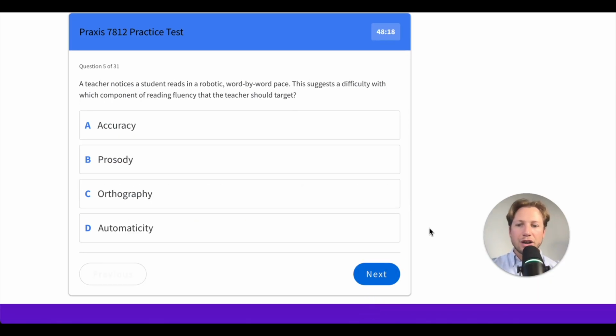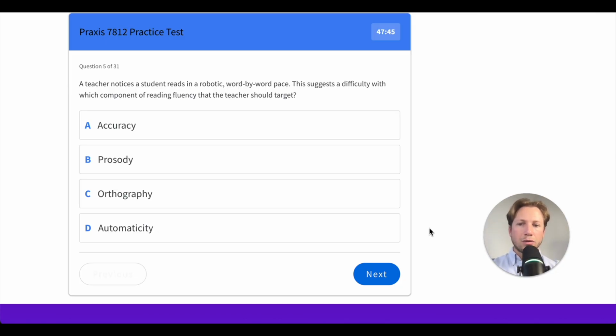Moving on to question number 5. This one asks, a teacher notices a student reads in a robotic word-by-word pace. This suggests a difficulty with which component of reading fluency that the teacher should target? All right, I see answer options: accuracy, prosody, orthography, automaticity. All crucial words, but when a student reads word by word, what is that? Take a moment here, pick the best answer option, and then we'll go over it.